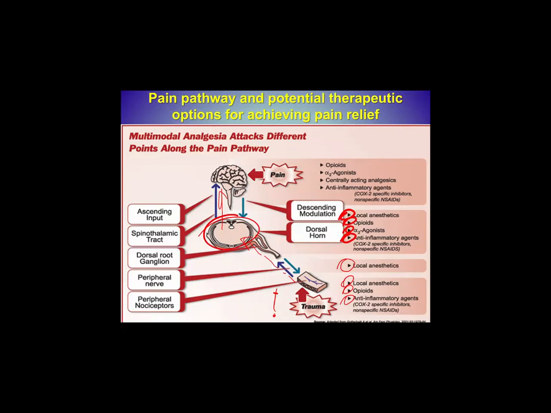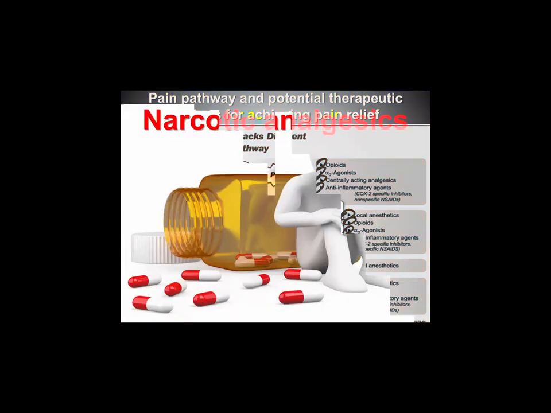And finally, we have our major organ, which is controlling almost all processes happening in the body, our brain. Which drugs act at this level? We have opioids, alpha-2 agonists, centrally acting analgesics, and last but not least, anti-inflammatory agents. So we will start with narcotic analgesics, or opioid analgesics.